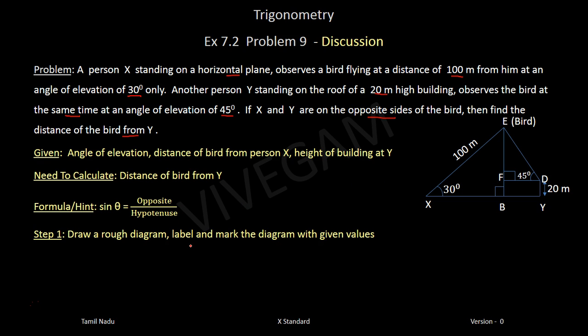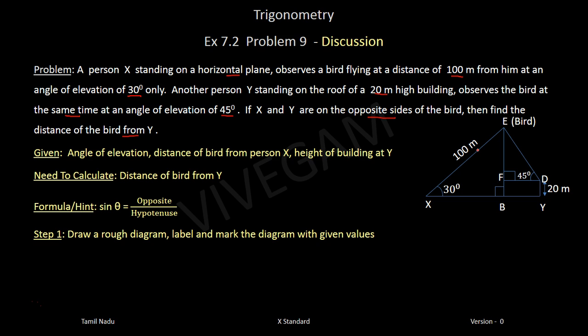So step 1, draw a rough diagram, label and mark the diagram with given values. The moment you finish the drawing, half the problem is solved. Then all you need to do is find the relation: take the known side, the unknown side, and the angle, and find which trigonometric relationship of that angle will connect the known side and the unknown side. So in this case, this is known and this is unknown. What is the relationship between this side and this angle? That is sine 30.